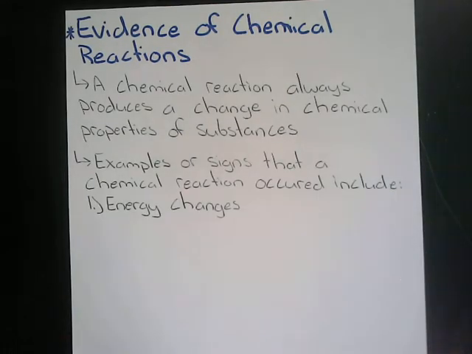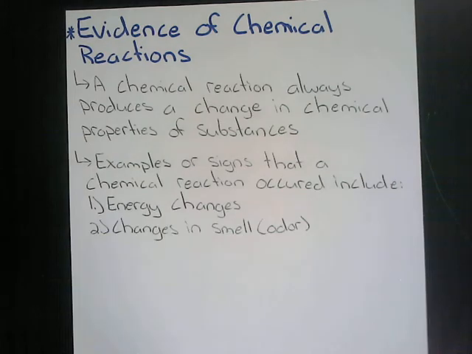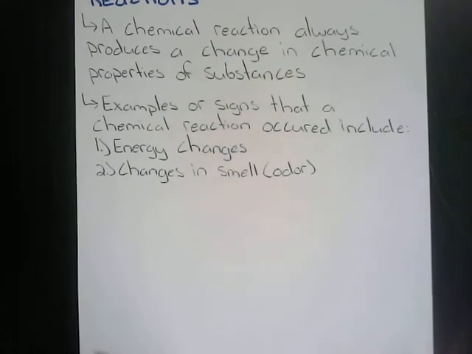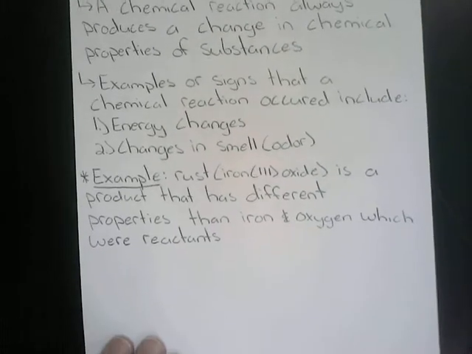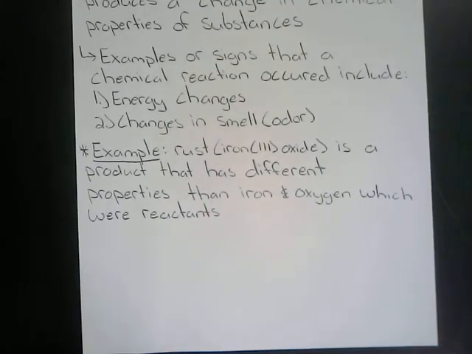Changes in smell. Now, let's turn to a specific example that we have just gone over in depth and in detail, and that is rust, or iron 3 oxide, which is a product, has different properties than the iron and oxygen that were initially the reactants. So let's break this down by each of the 3 substances involved in the rusting of iron. Let's start out here with iron.